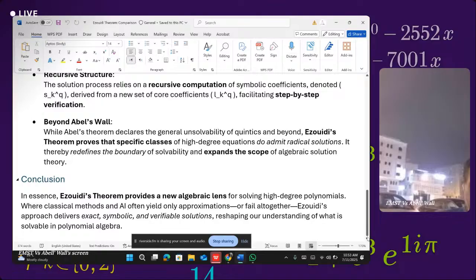Specific solvable cases within the general rule. Precisely. It goes beyond Abel's wall, revealing that the wall wasn't absolute for all specific equations, just for a single universal formula. It essentially redraws the map of solvability, showing there are large, previously undiscovered territories within the boundaries set by Abel where exact radical solutions exist. It significantly expands our understanding of algebraic solution theory.